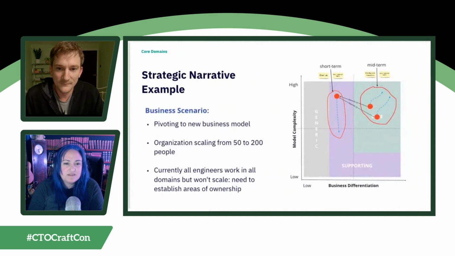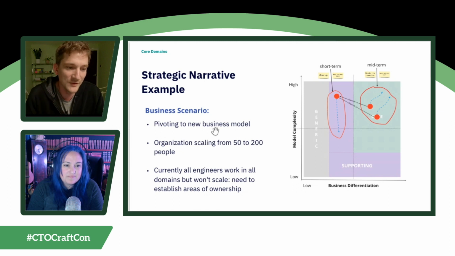Okay. So I've got an example here that I was just going to quickly show you of how you might use this. So this is an example of a company. This one is based on a real example, but I've changed some of the details. So basically, this company is pivoting to a new business model, and they're scaling from, let's say, 50 to 200 engineers. So the practices that they've been applying up until this point won't work at the next scale, and they need a bit more autonomy and ownership.